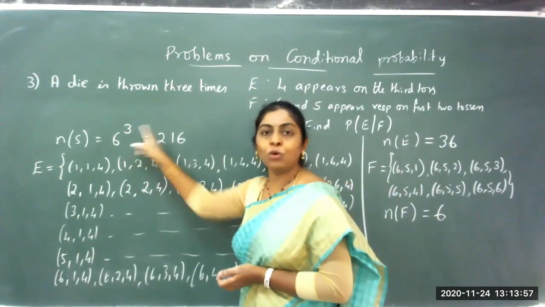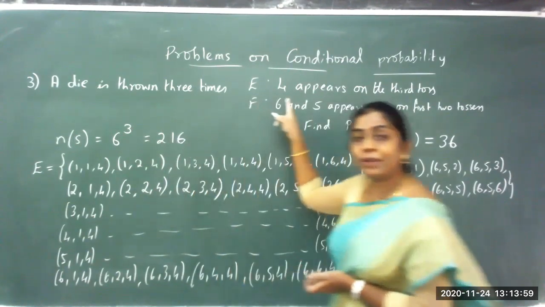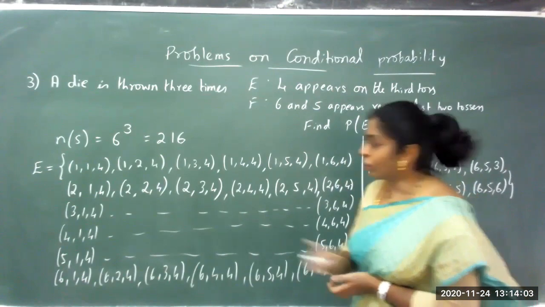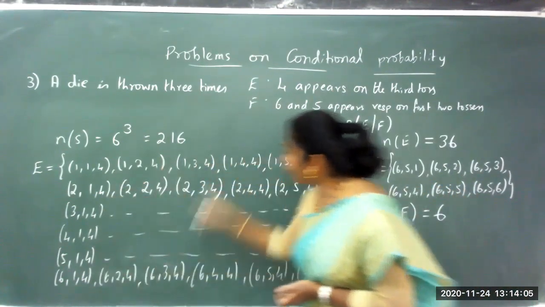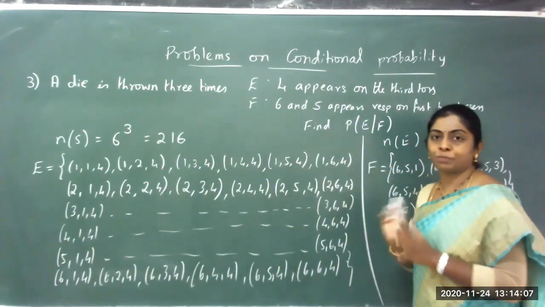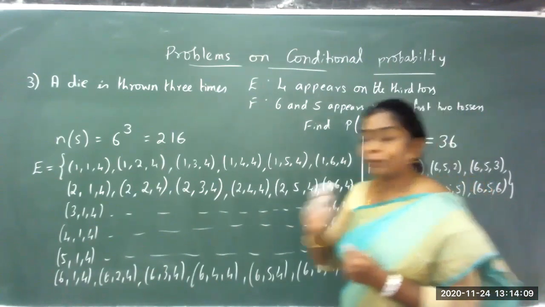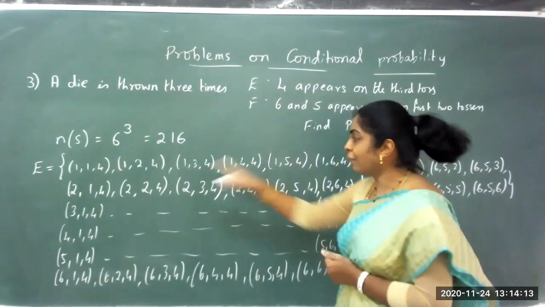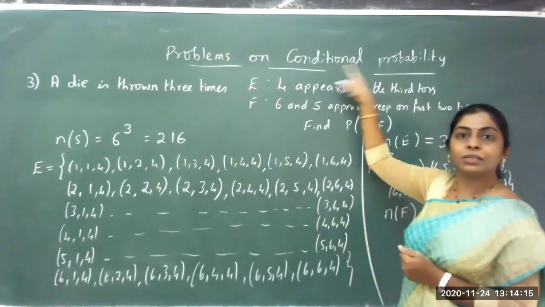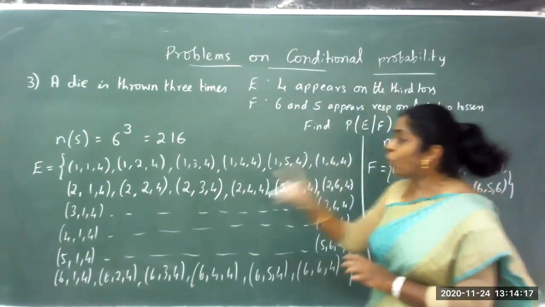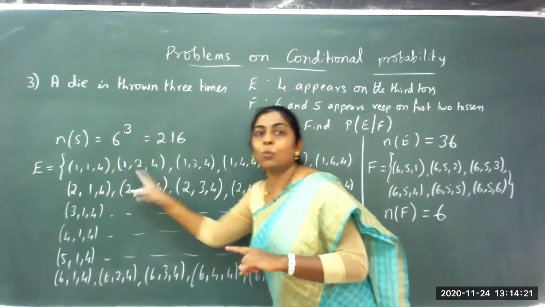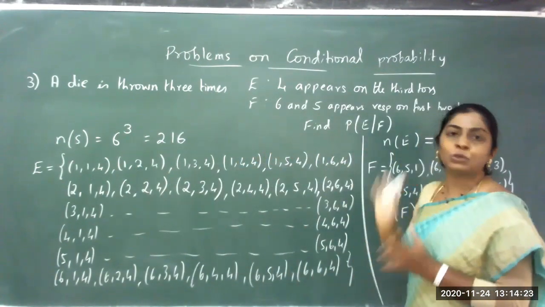So 6 cubed is 216. Event E is that 4 appears on the third toss. On the third toss, I printed 4 and wrote down all the possible cases. How did I write? For the first die, I kept it as 1 throughout, and 4 is the condition on the third die. That cannot be changed. Only the second one I kept changing through all the 6 faces: 1, 2, 3, 4, 5, up to 6.